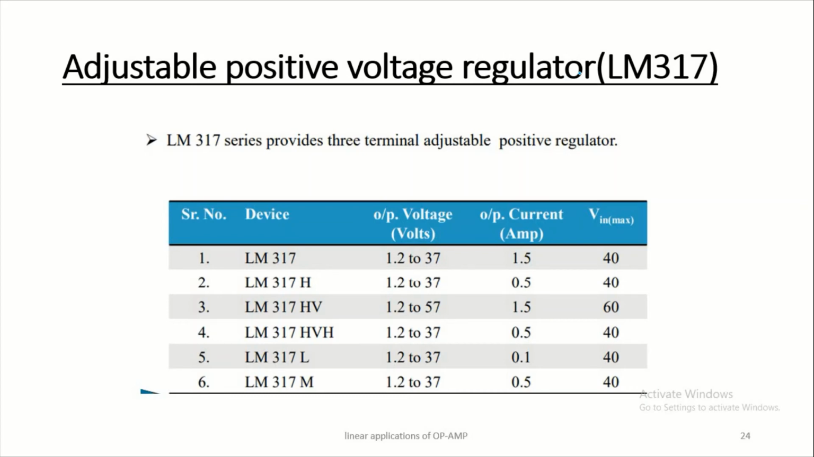The different LM317 devices have a constant output voltage of 1.2 to 37. Then the output current changes from 1.5 to 0.5, and the maximum input voltage is between 40 and 60.